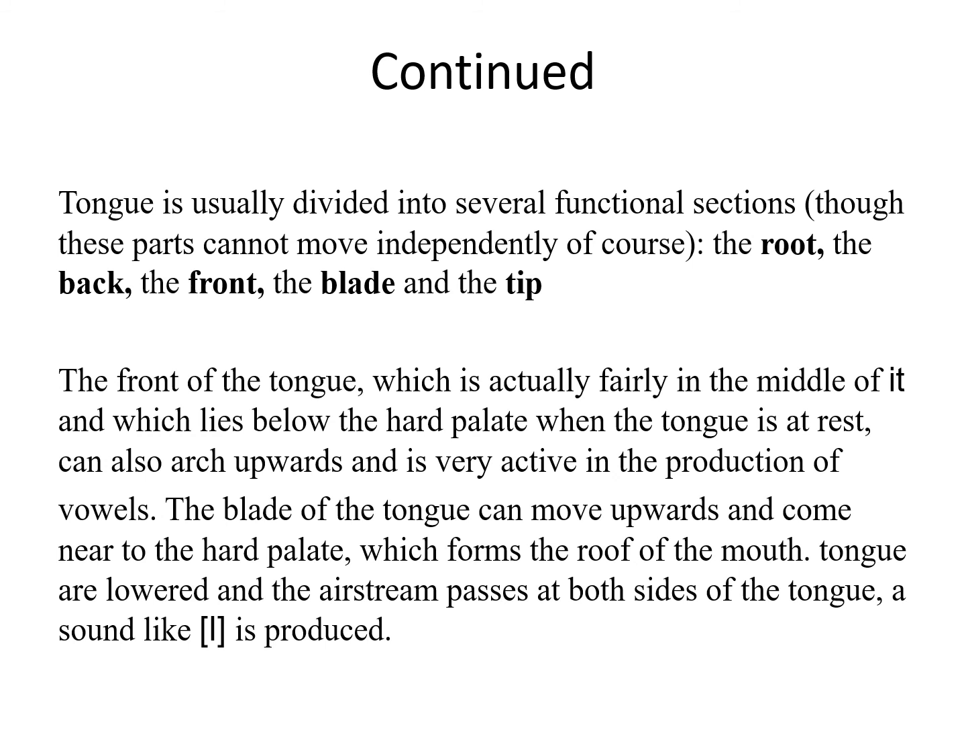The blade of the tongue can move upward and come near to the hard palate, which forms the roof of the mouth. The sides of the tongue are lowered and the air stream passes at both sides of the tongue. It sounds like the L sound. The sides of the tongue are empty, and air can pass through from there.